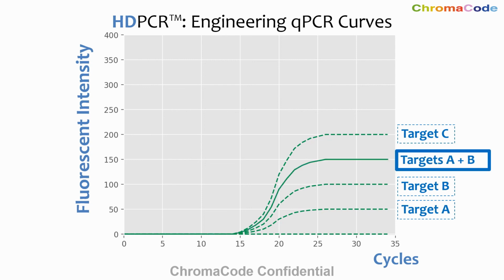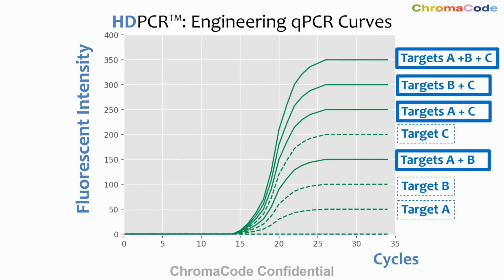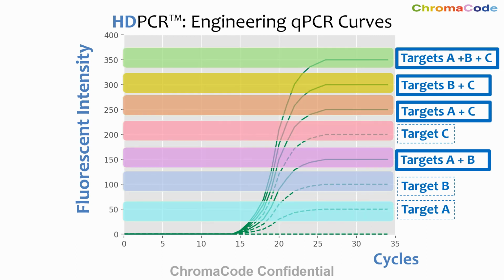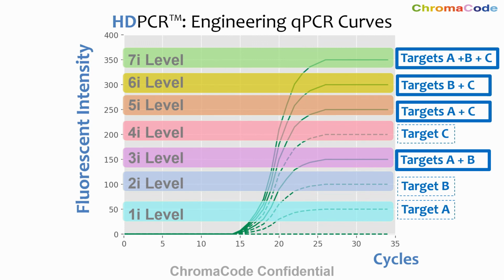But with HDPCR, each combination of targets also has a unique curve intensity. So for example, if we have a reaction that has both targets A and B present, the resulting curve would be the addition of the curve for target A alone and the curve for target B alone. With HDPCR, we can fit many targets into a single qPCR curve. In fact, it is the only method that allows us to map a set of targets to a unique curve signature. We call these curve signatures levels, and you can see here how the curves themselves fall cleanly into the level bands.